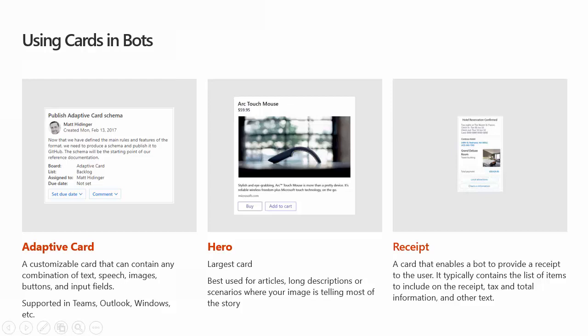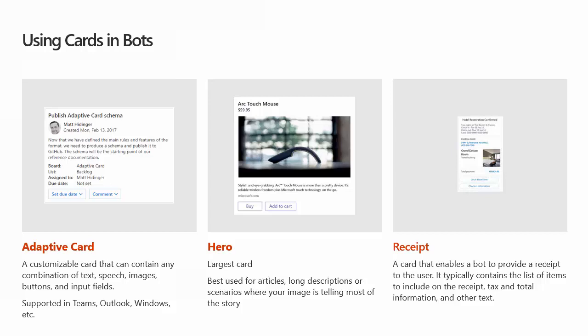So when I post to a conversation, obviously text is the default for most users to type in information. But if we're going to be showing some information, we want to enrich that conversation, we want to use a card. And what we're showing here is just a subset of cards that you can do.